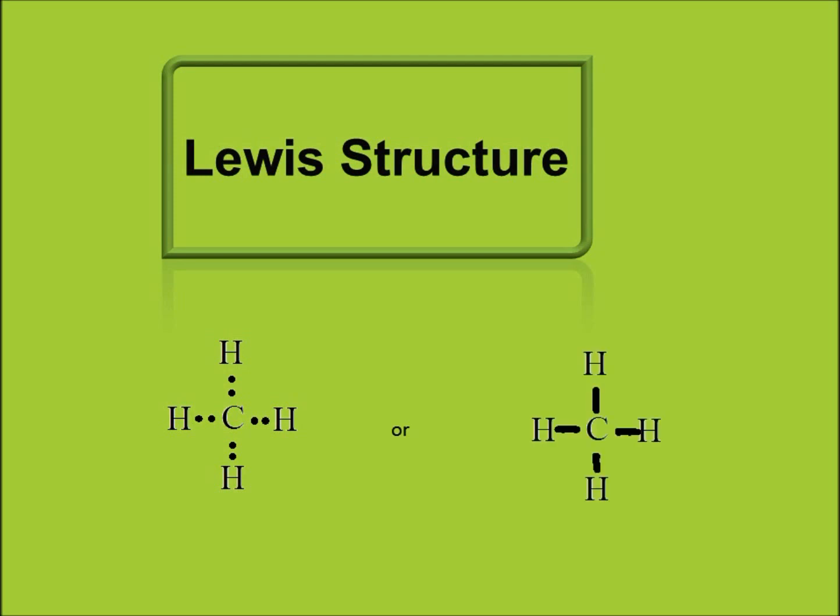We often use dashes instead of dots to represent the bonding between two atoms. This is called a single bond.